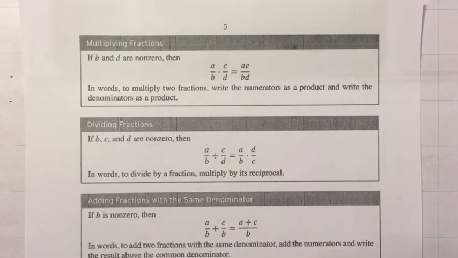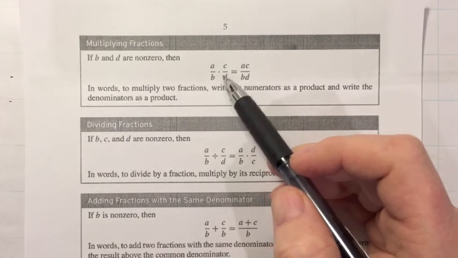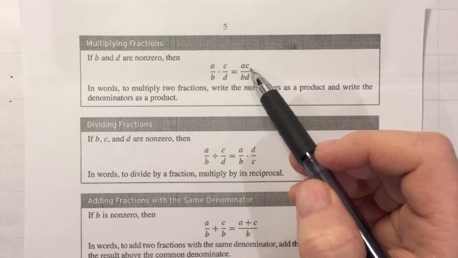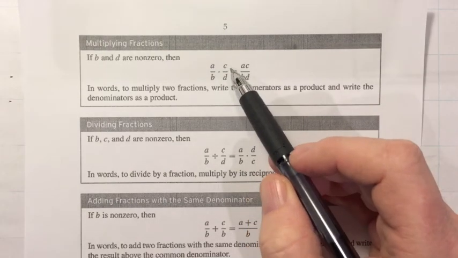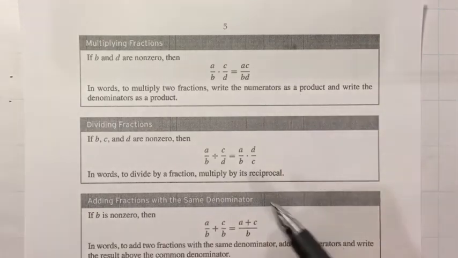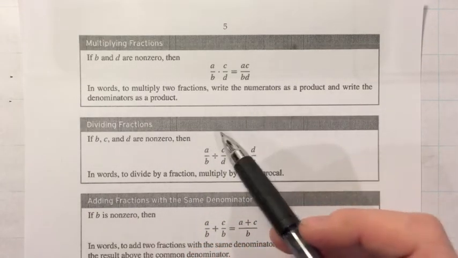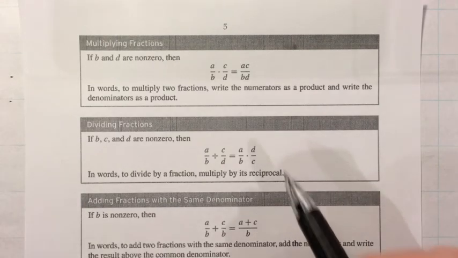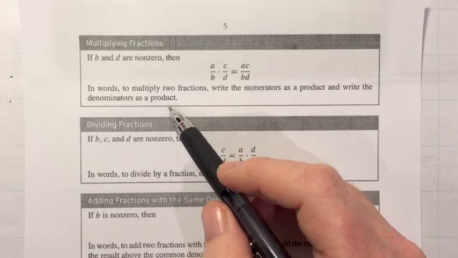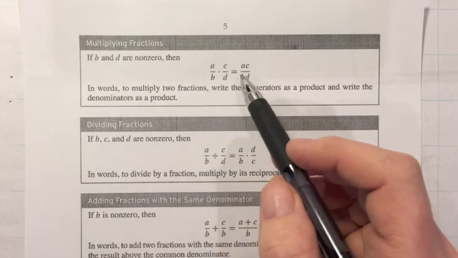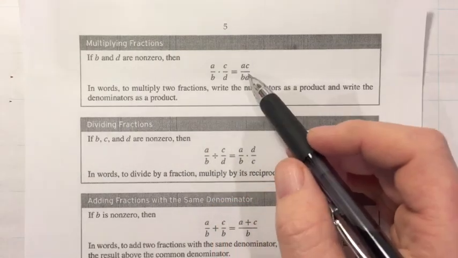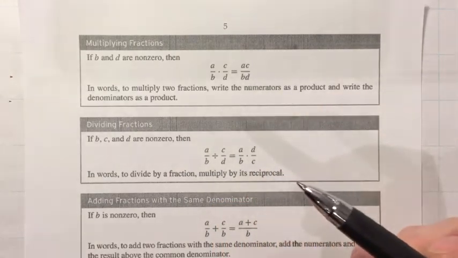All right, let's go ahead and look at some summaries of the different operations we did on the previous pages. So if you're multiplying fractions, this is saying if you're doing a over b times c over d, just make that ac over bd, which is saying multiply the numerators, multiply the denominators. So in words, if you're going to multiply two fractions, just write the numerators as a product and write the denominators as a product. Notice they're saying write it as a product, right? Not figure out the product. Don't carry out the multiplication, but just write them as a dot c, b dot d.